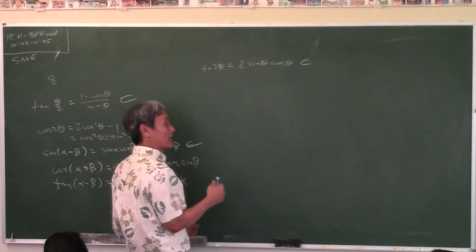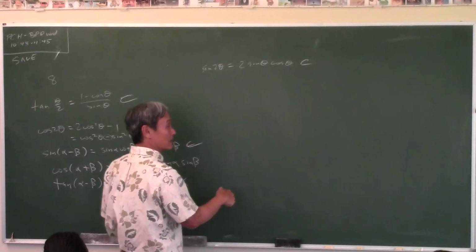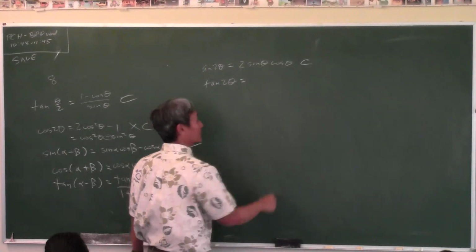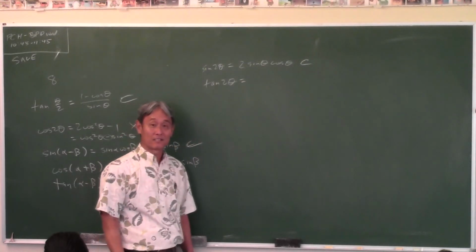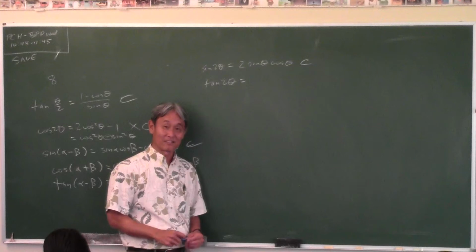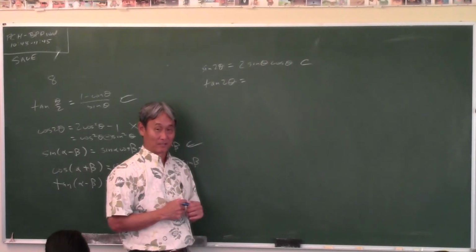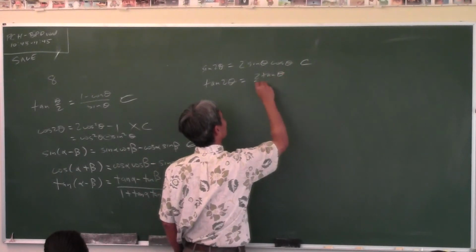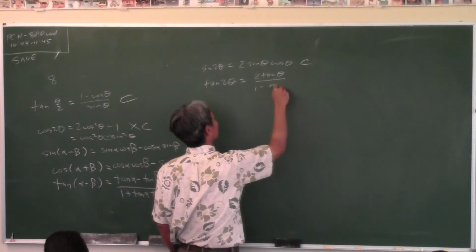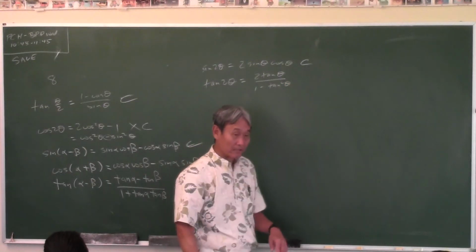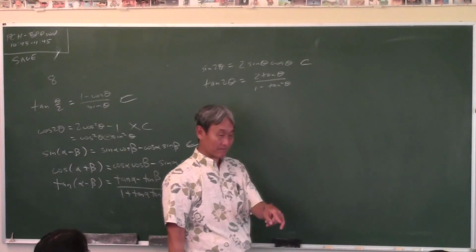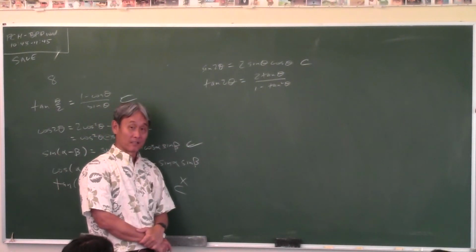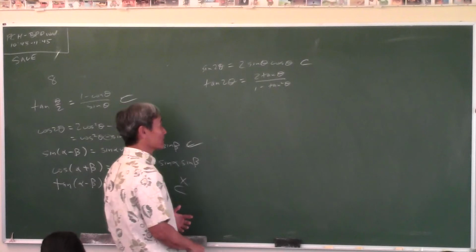Okay, I'm just trying to think what identities you need to know for this test. Tangent 2 theta. Okay, so you better get this one. Alright, 2 tangent theta over 1 minus tangent squared theta. So, you guys are capable of memorizing identities. Yeah. You just gotta put in the time.